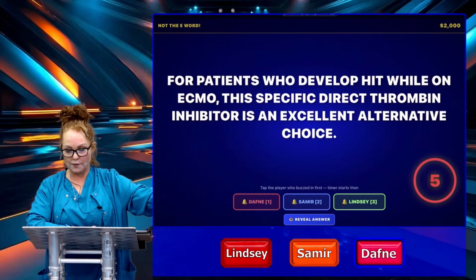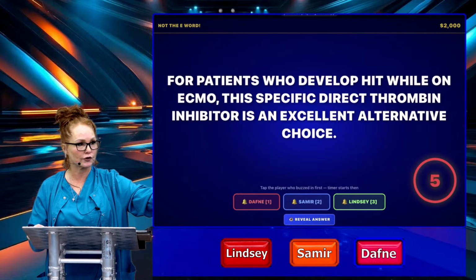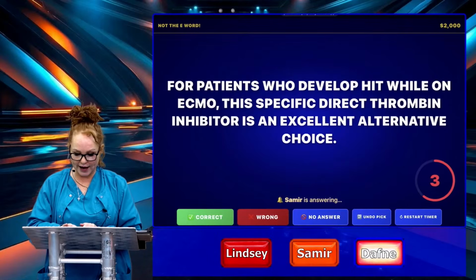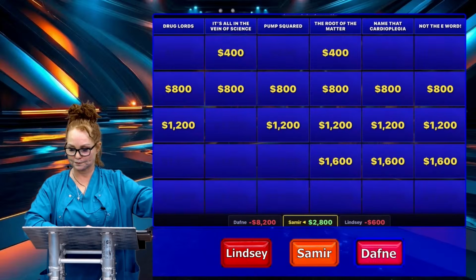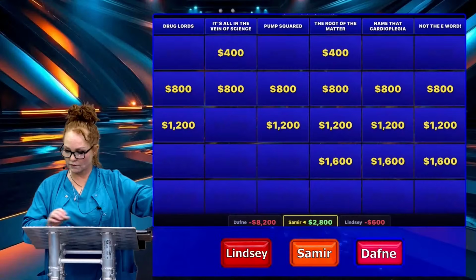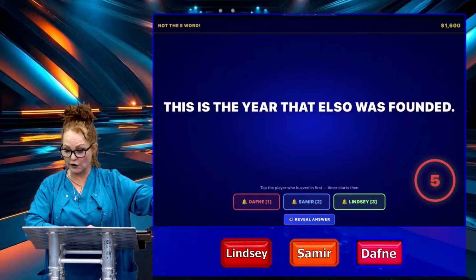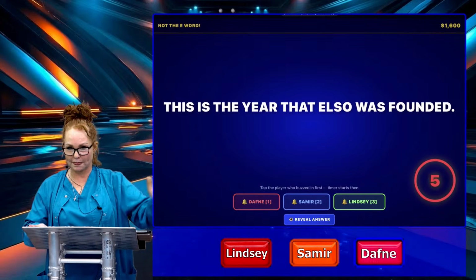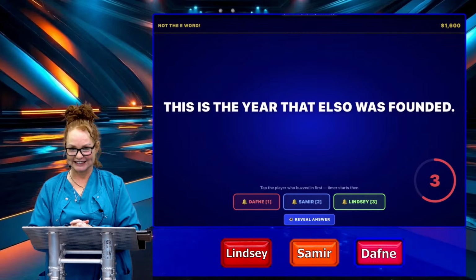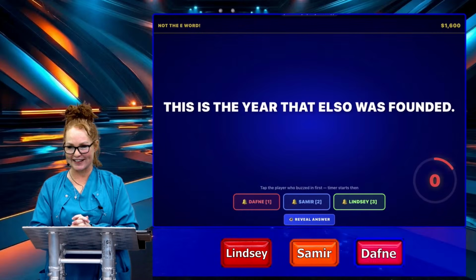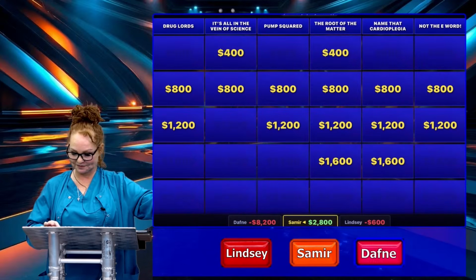Not the E word for 2000. For patients who develop HIT while on ECMO, this specific direct thrombin inhibitor is an excellent alternative choice. Samir, what is bivalirudin? That is correct. Let's go with not the E word for 1600. This is the year that ELSO was founded. No one's going to take a shot at that. What is 1989? Oh, I got that so wrong. I lose points.